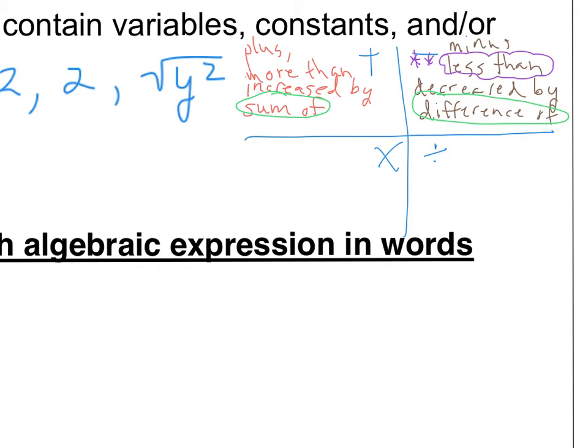Then for multiplication, clearly our base word for multiplication would be times. So you can replace 2 times 3. You can replace the multiplication symbol with that word times. You could also use the product of. So that goes along with sum of, difference of. So we're going to use product of. You could do 2 multiplied by 3. So multiplied by.